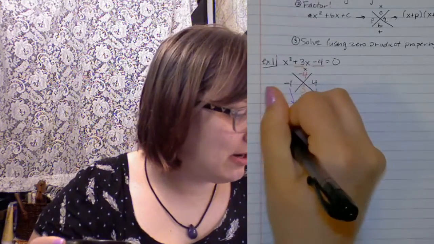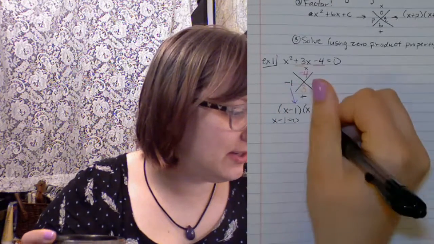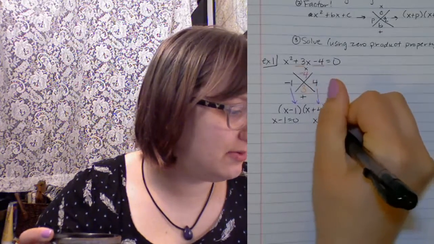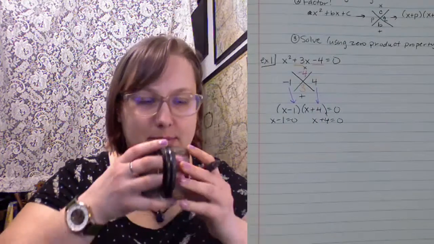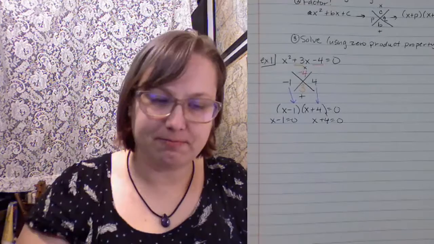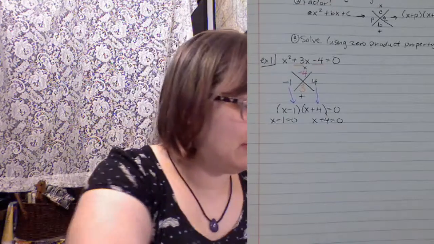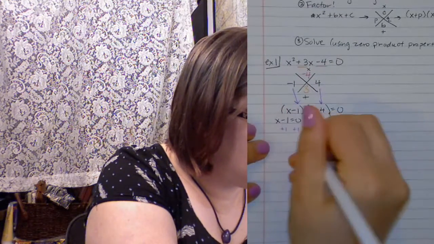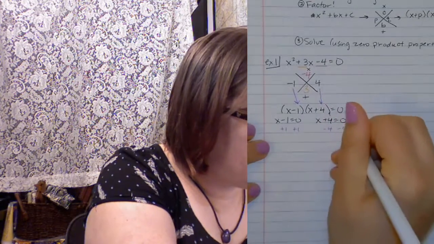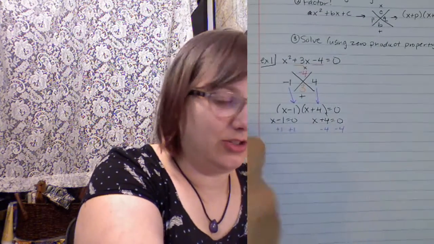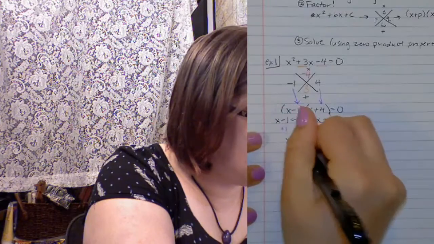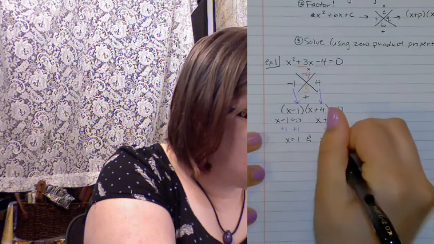And so then I do the zero product property. X minus 1 equals 0. X plus 4 equals 0. And I solve those separately. So I'm going to add the 1, and I'm going to subtract the 4. I don't usually do that all at once, but it's fine. X equals 1 and x equals negative 4.